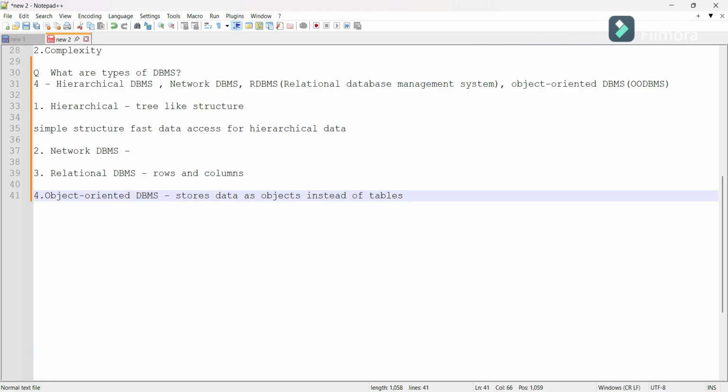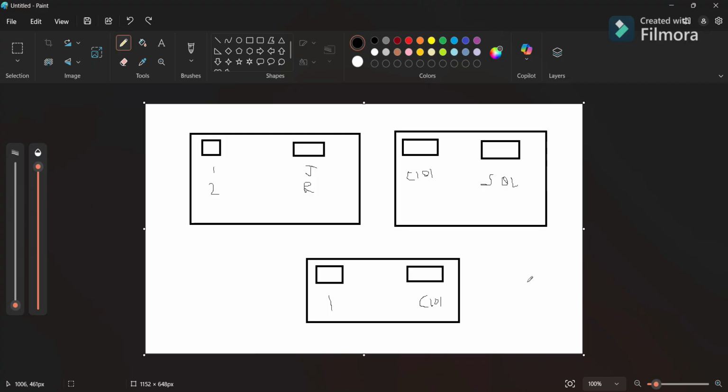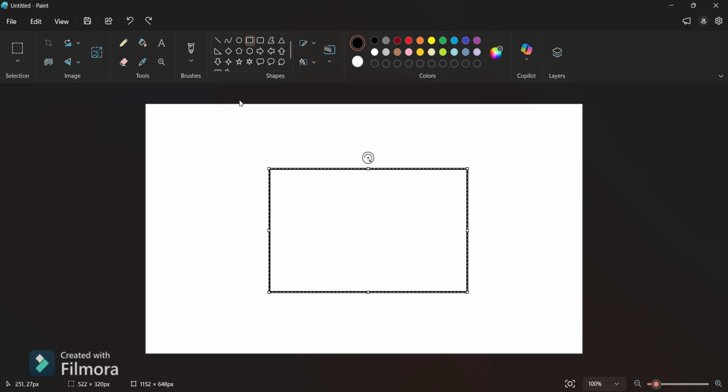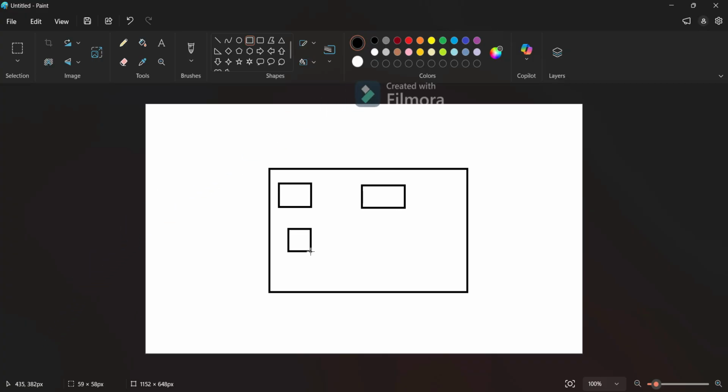Let's consider an example. Let's say we have a car object. It contains car name, model, engine, and functions like start and stop. So instead of storing only data, object-oriented DBMS stores both data as well as methods together. The start and stop functions are the methods.